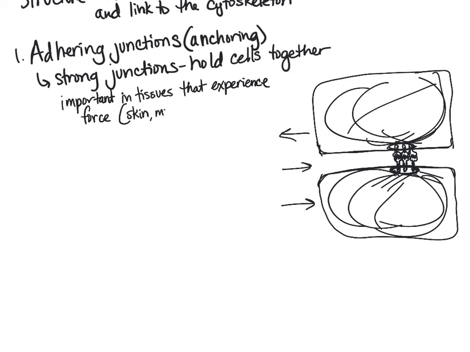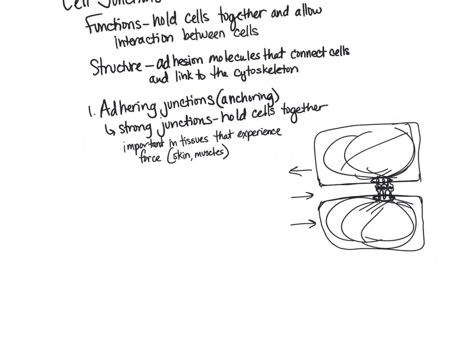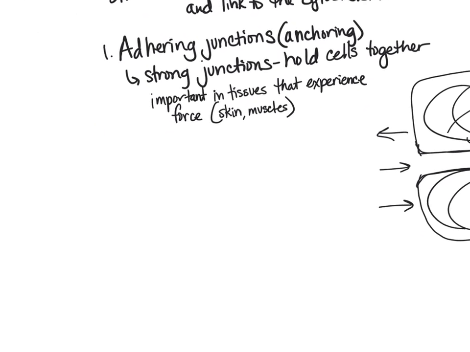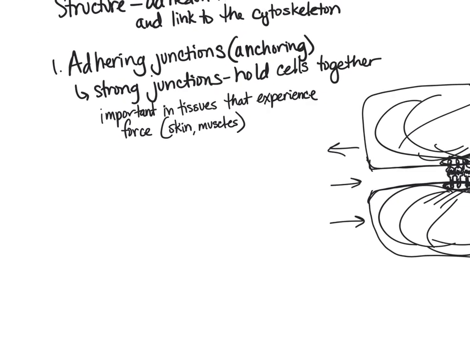Another example is we have these in our muscles. So as our muscles are contracting and moving, getting longer and bigger and everything, then we want to make sure we're not tearing those either. So those are adhering junctions, the first type that we'll talk about, which are holding cells together. They're very strong junctions. The second type are called tight junctions.